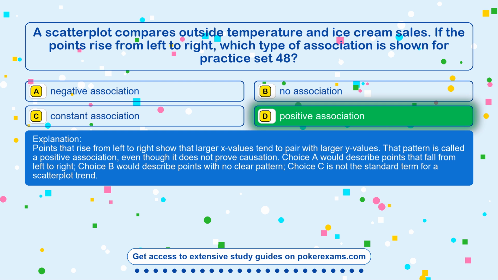Choice A would describe points that fall from left to right, choice B would describe points with no clear pattern, choice C is not the standard term for a scatter plot trend.